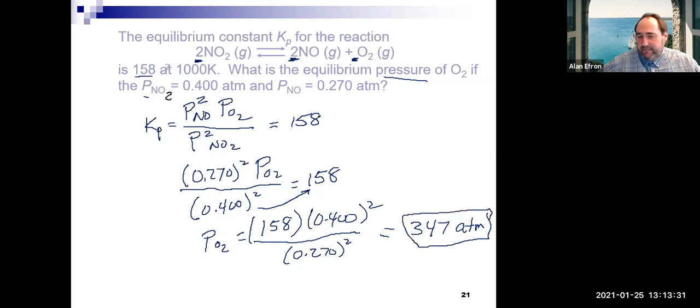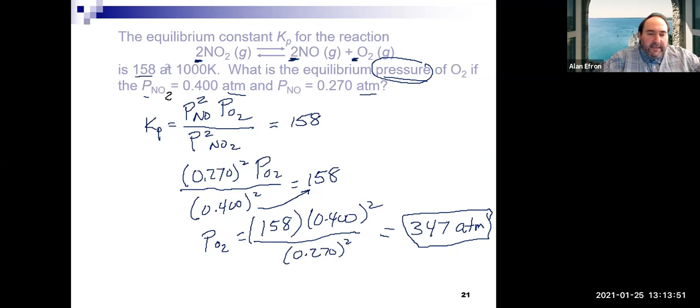You do need units because we're not looking for the equilibrium constant, but we are actually looking for a pressure. So the units would be the same as everybody else's units that are present there. Any questions on that calculation?